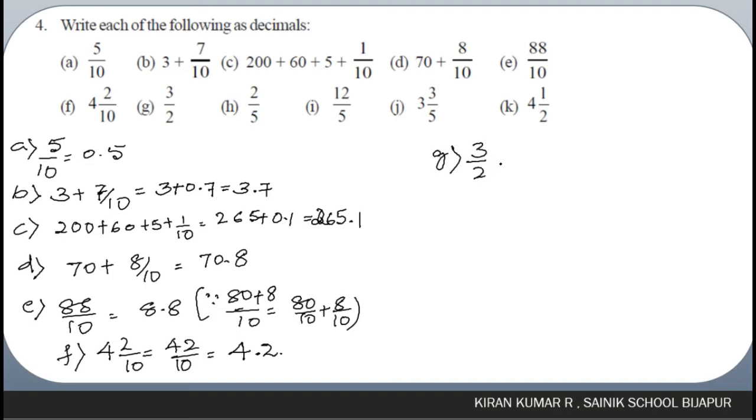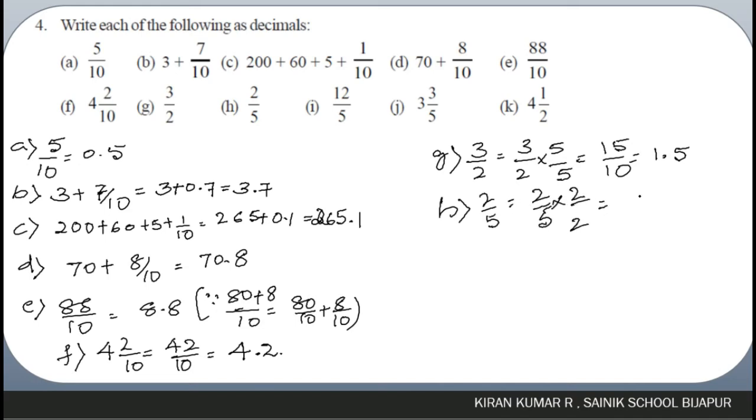3 by 2, we can multiply and divide by 5 so that the denominator becomes a power of 10. So it is 15 upon 10, which is 1.5. Next one, 2 by 5. I can express 2 by 5 by multiplying and dividing by 2. We get 4 upon 10, which is 0.4.